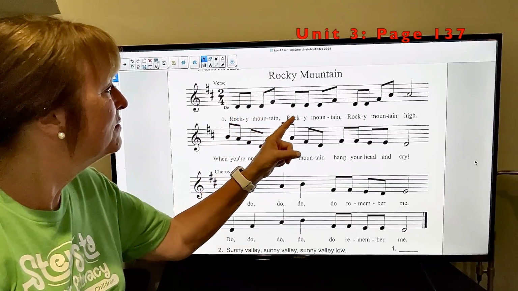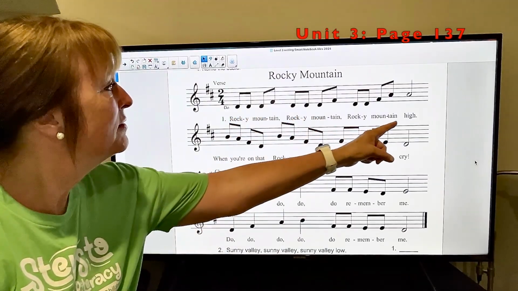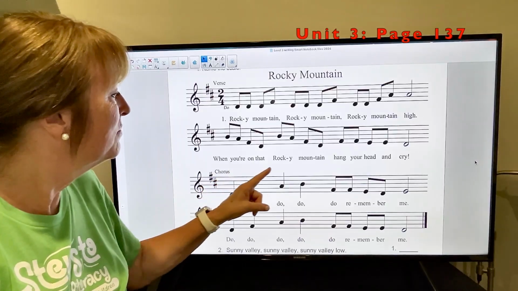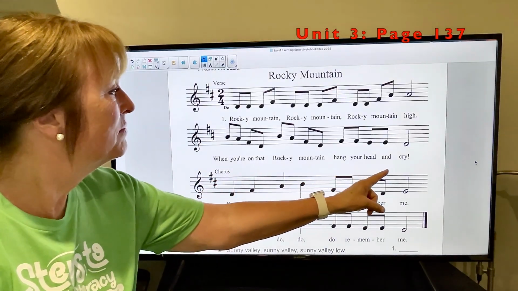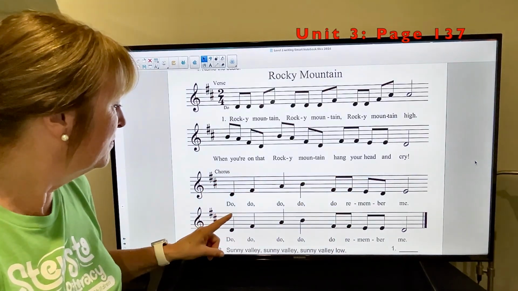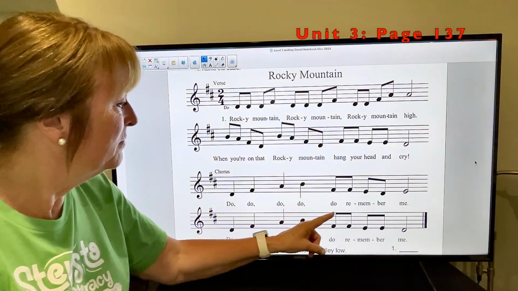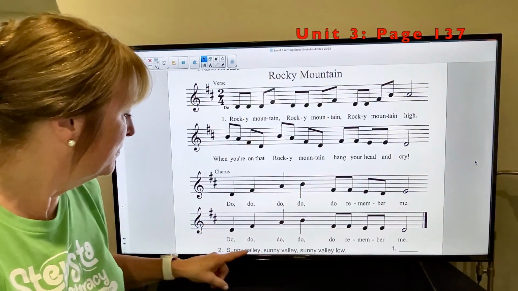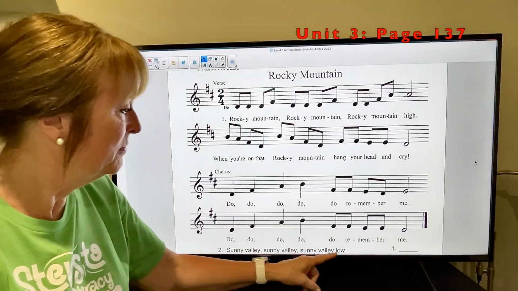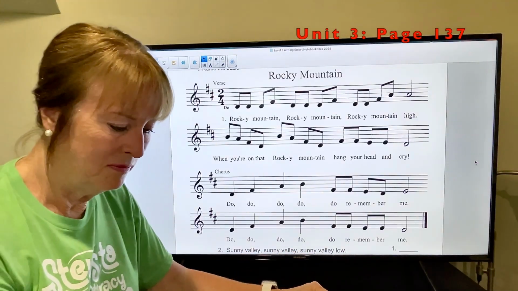Rocky Mountain, Rocky Mountain, Rocky Mountain high. When you're on the Rocky Mountain, hang your head and cry. Do do do do, do remember me. Do do do do, do remember me.